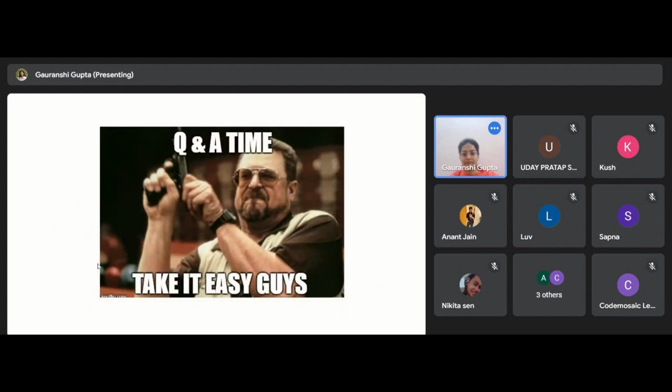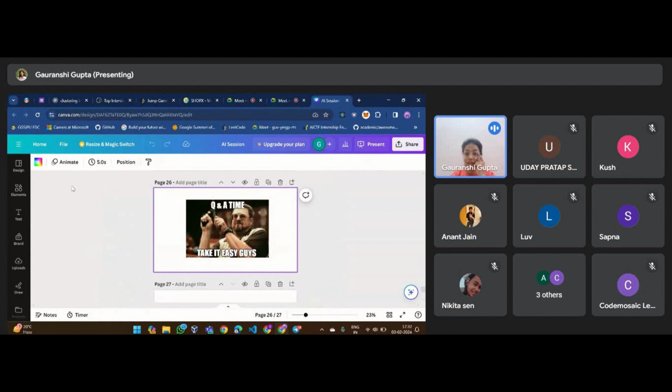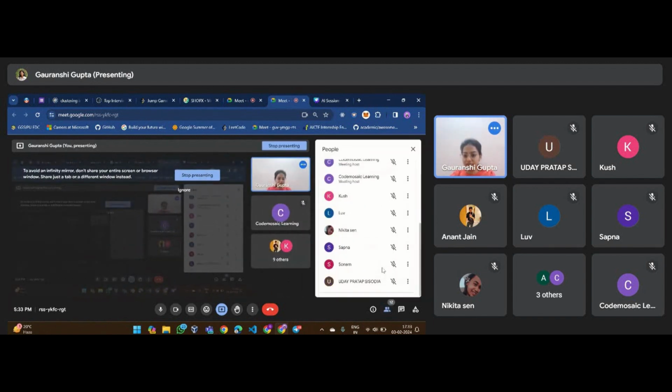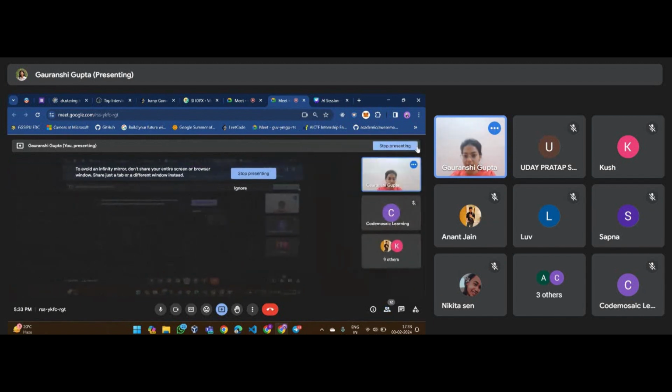So anyone who has any question can come up with their questions. किसी को कुछ क्वेश्चन, कुछ डाउट या कुछ करियर एडवाइस, एनीथिंग दे कैन आस्क. किसी को कुछ डाउट नहीं है?